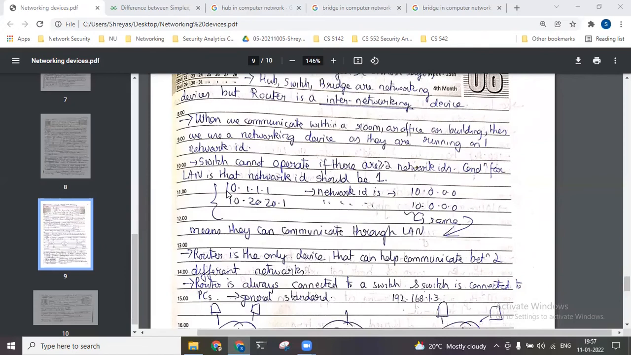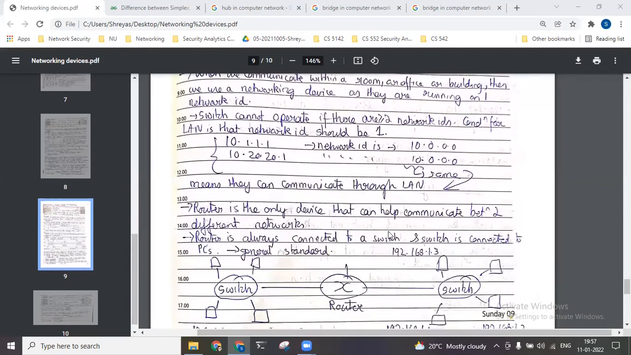In this case, as we see, this is a class A IP address. So over here, the network ID is 10.0.0.0. This is the same for both these 2 IP addresses. So it means they can communicate through a LAN, so we can use a switch. But a router is the device that is used to communicate between two different networks. Suppose instead of 10, you had 11, then it means there are two different networks. So in that case, we have to use a router.